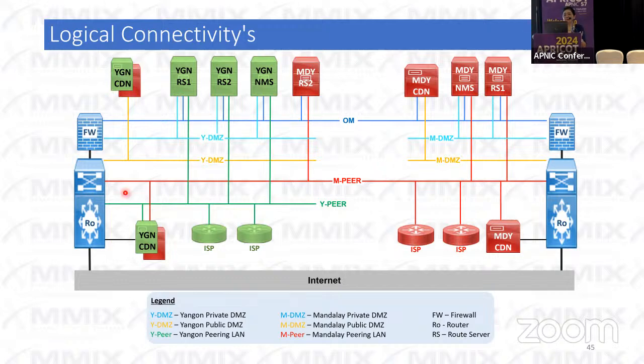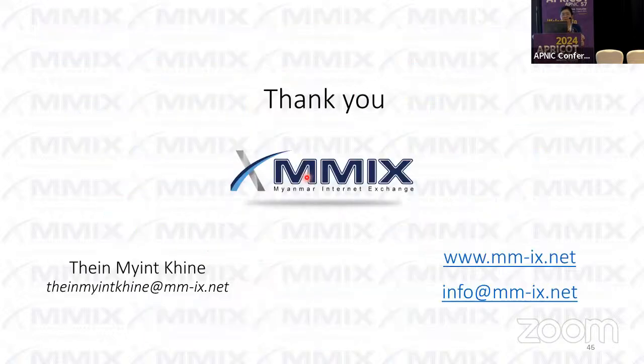The PRN network exists only in Yangon and is not extended to Mandalay, because Yangon users do not need to get any content from Mandalay. But Mandalay needs some content from Yangon, so I extended it up to Yangon. Mandalay also needs to communicate with the route server in Yangon. So that is my configuration that I am sharing. That's all I'm sharing with you all.